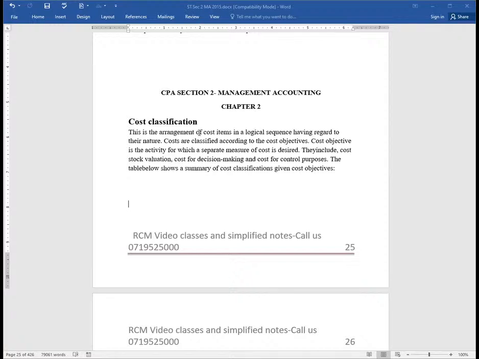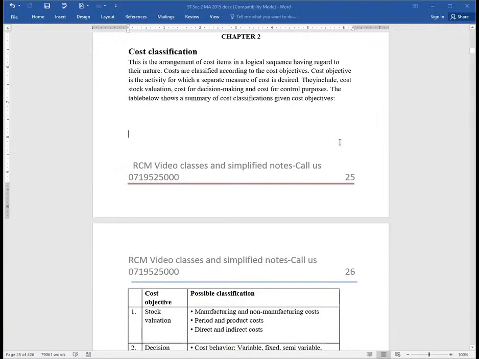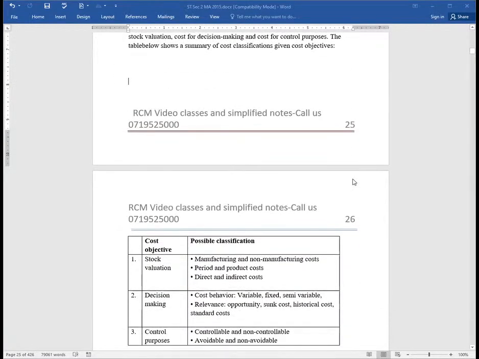Ladies and gentlemen, I would want to reiterate something here. A cost objective, or cost goal, is that activity whose cost you would want to evaluate as a standalone activity. We shall see further on this as we progress. So look at this. Cost objectives: the first goal will be to carry out a stock valuation. We have decision making, control purposes.